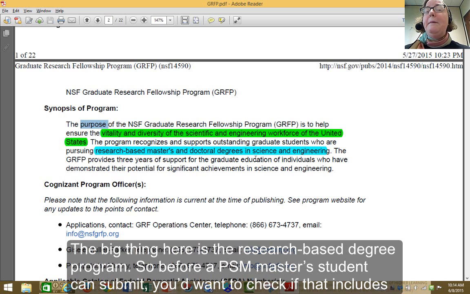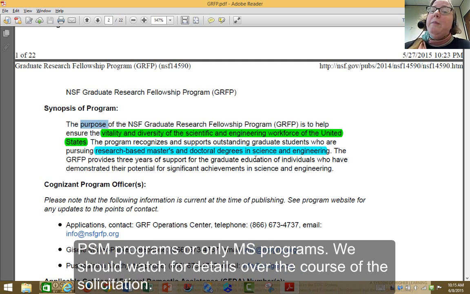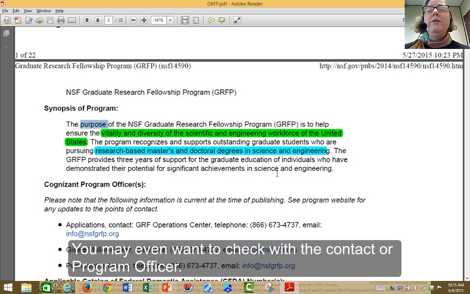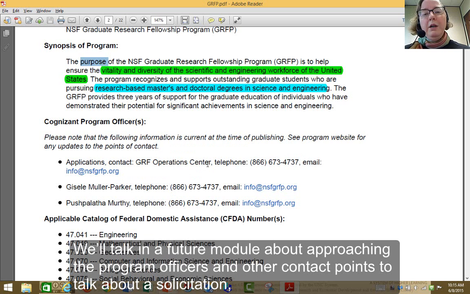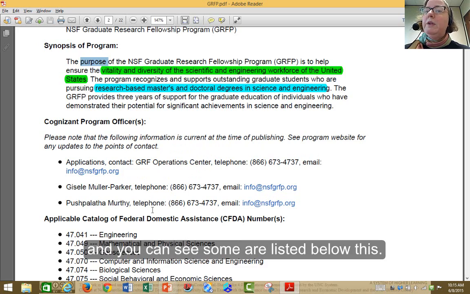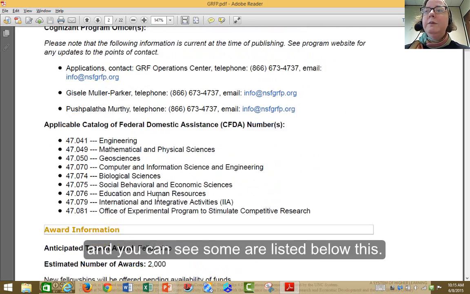So before a PSM master's student submits, you'd want to check to make sure that PSM programs are included, or if it's only MS programs. So we'll watch for details of that over the course of the solicitation. You might even want to check with a contact or program officer. We'll talk in a future module about approaching the program officers and other contact points to talk about a solicitation. And you can see that some of these are listed below this.